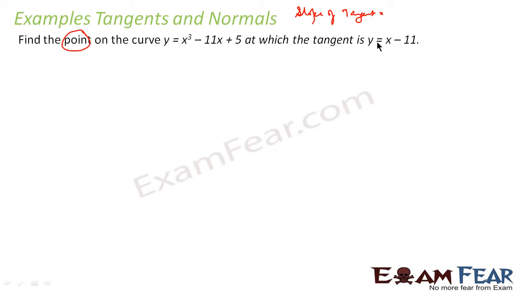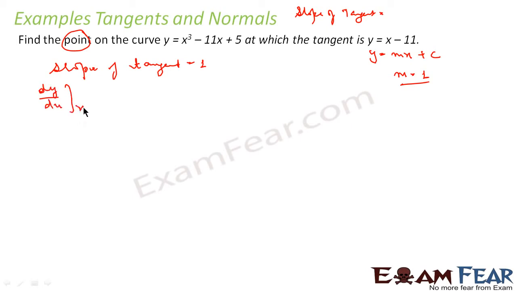So here also the equation of tangent is given. An equation of tangent is nothing but the y is equal to mx plus c form, and if you compare these two, my slope of tangent is nothing but 1. So my slope of tangent is 1, half the battle is won. I know the slope of tangent, so I can find the points. How? Because my slope of tangent is nothing but dy by dx at x is equal to x naught. Correct? And this is nothing but 1.